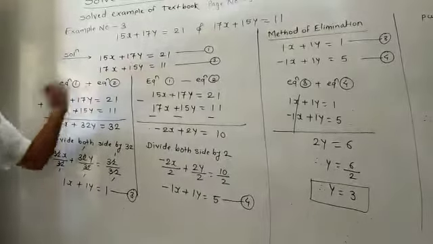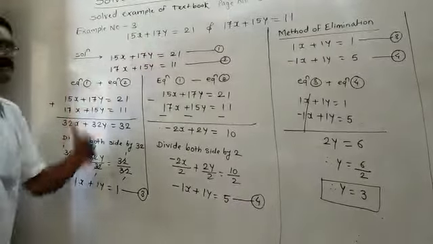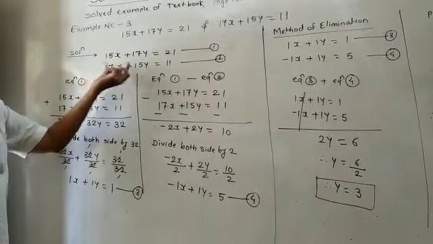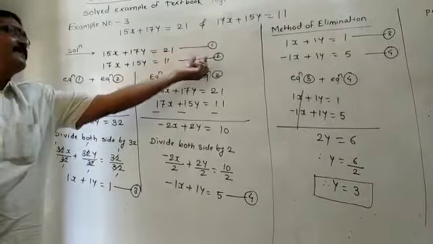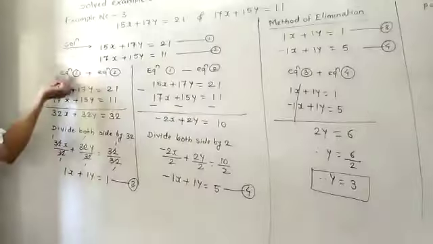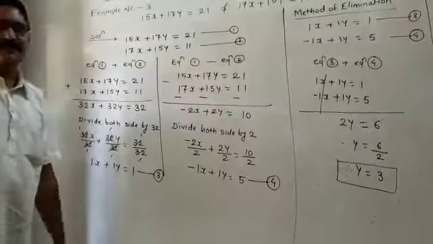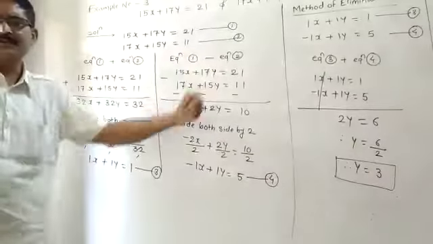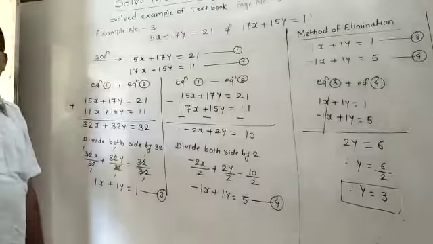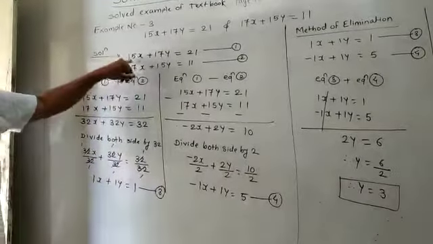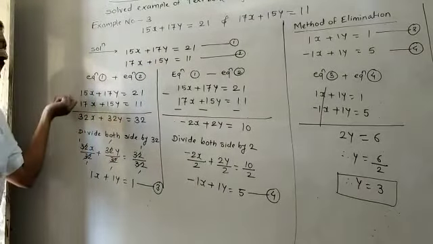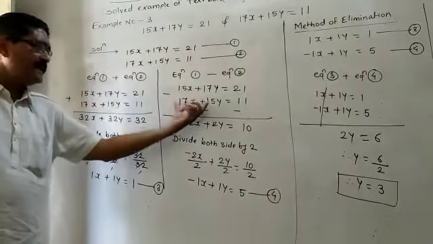If the equations are like this, 15x 17y, 17x 15y, what do you have to do? First you have to add equation 1 and equation 2, and you have to subtract equation 2 from equation 1. Once you do the addition, once you do the subtraction. Whatever new equations are formed are the reduced form of the simultaneous equations.